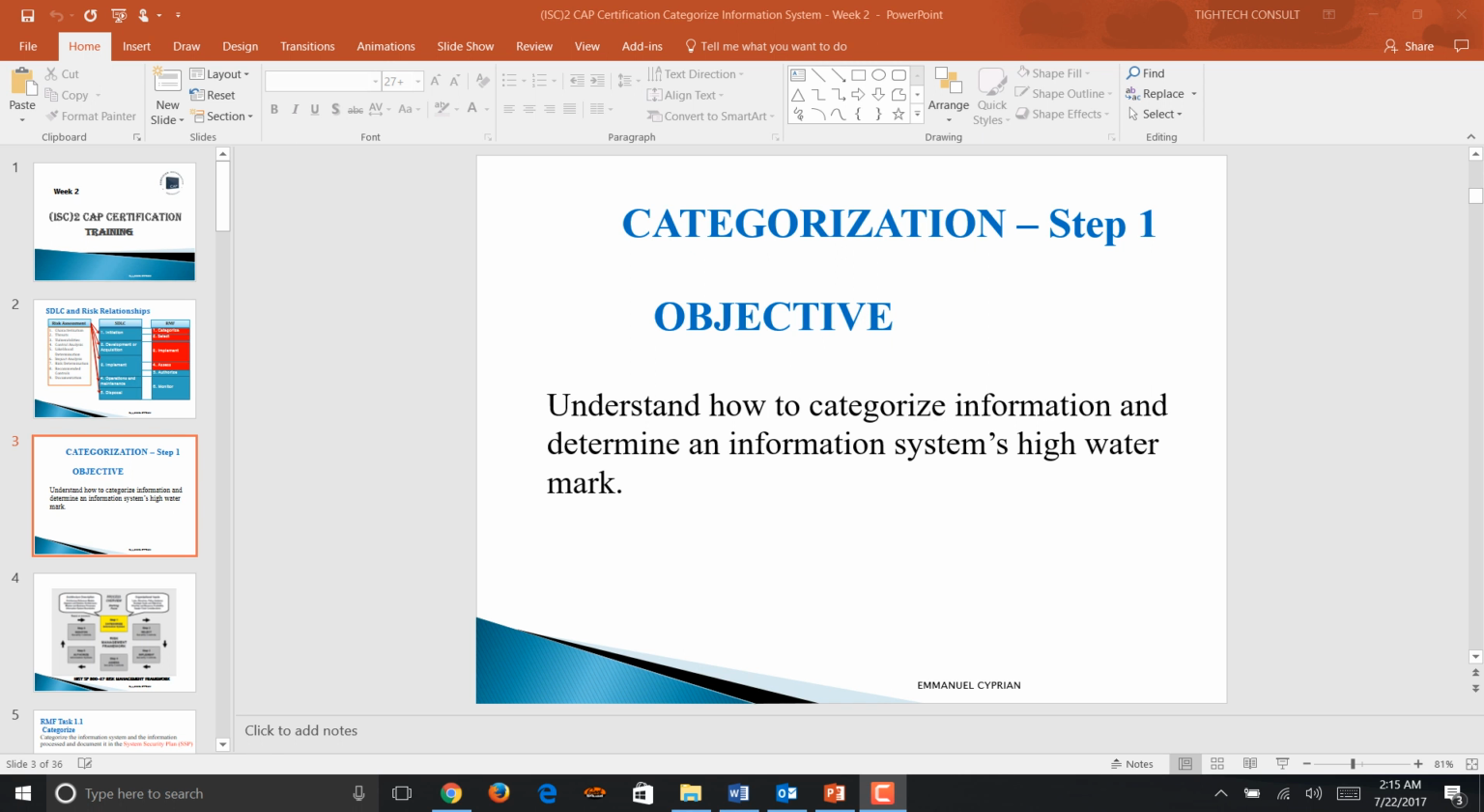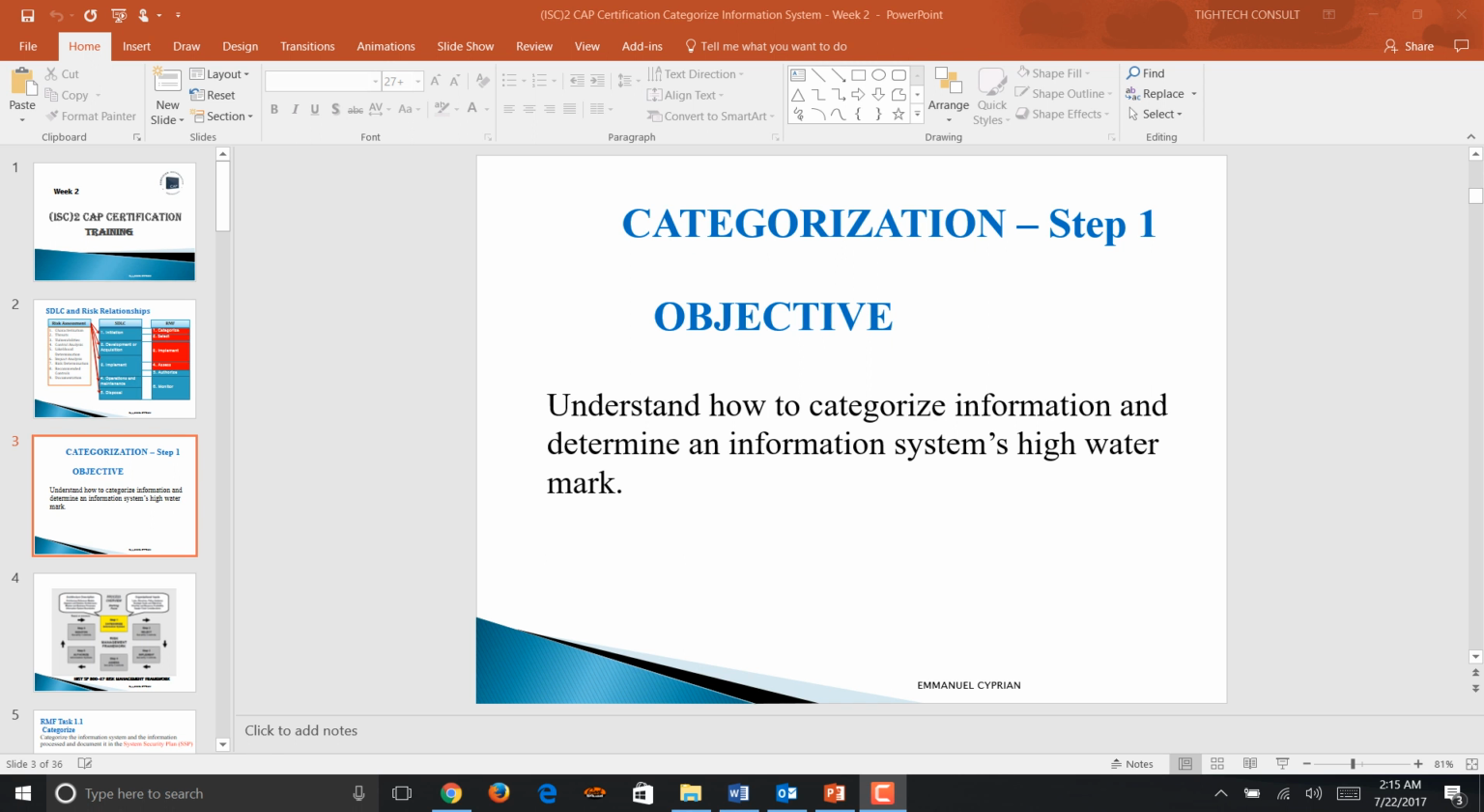When you say categorization of information and information systems, why do you need to categorize? The reason is that you want to determine how sensitive and how critical the data and information are that reside in the system, that are processed in the system, or that are transmitted in the system. So we are trying to determine the criticality and sensitivity of the information and information system. And how do you do that? You can only do that by categorizing the information and information system.